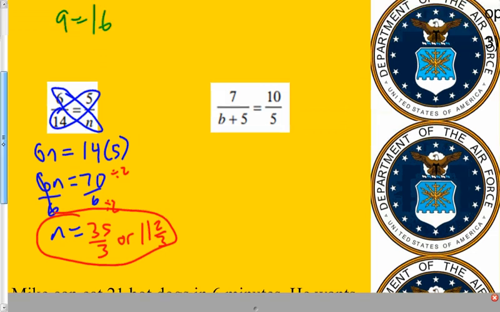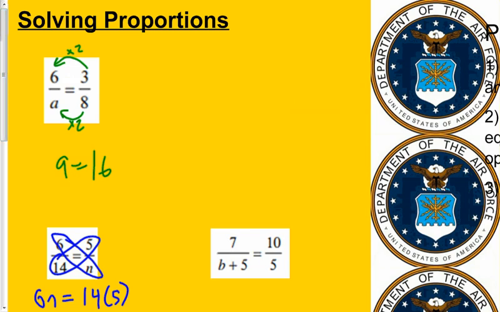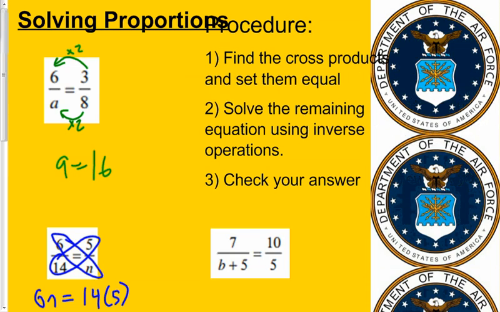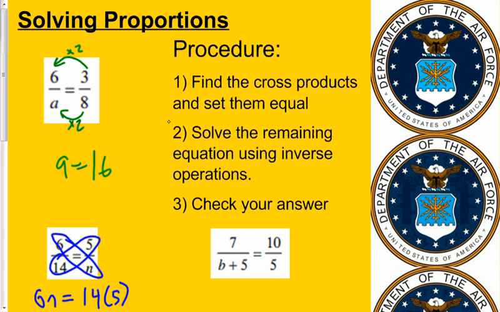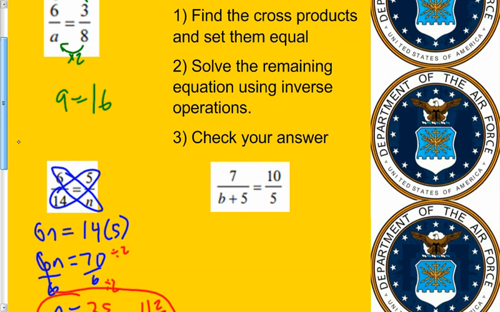Now what we just did there, let's put it into a procedure so you can write down the steps. Very simple. The procedure for solving proportions would be first to find the cross products and set them equal to each other. Multiply across diagonally. And then steps 2 and 3 deal with what we would normally do in solving an equation, because what we have is an equation after we do the cross products. So let's try it on this little more challenging one.